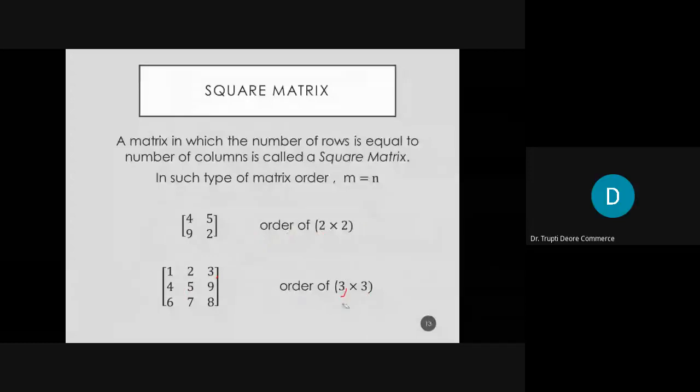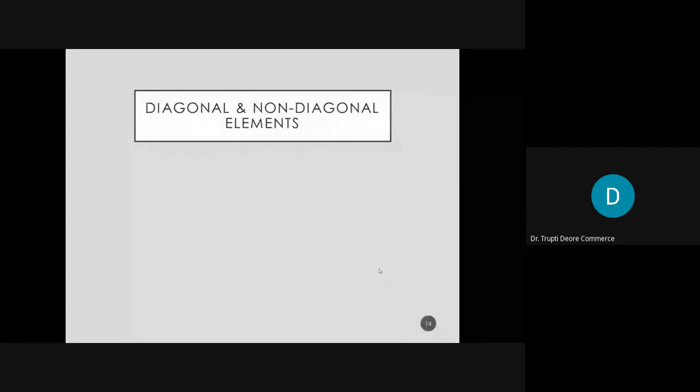Now, diagonal and non-diagonal elements. The next type is on the basis of diagonal and non-diagonal elements. We have seen the elements, right? For example, this is a matrix 4, 5, 6, 7. These are the elements of matrices. On this basis, they are divided into diagonal and non-diagonal elements. So let's see what the diagonal elements are and what the non-diagonal elements are.